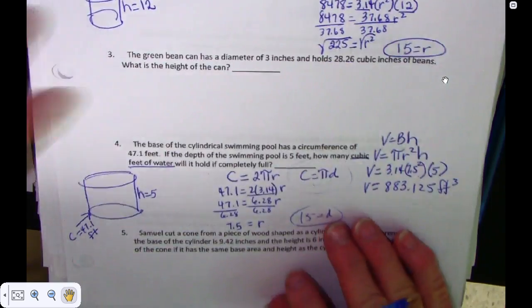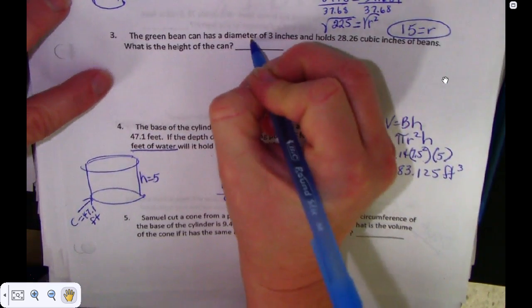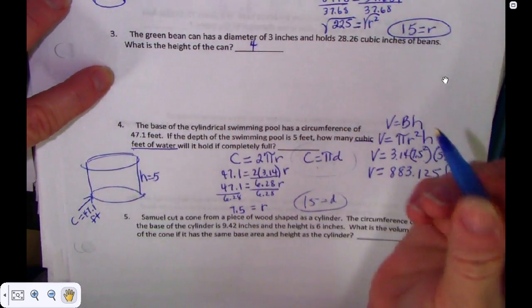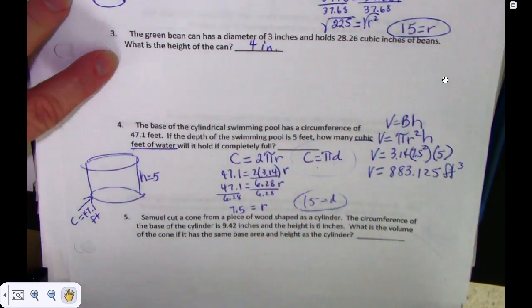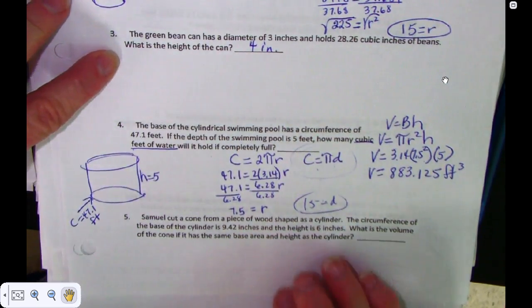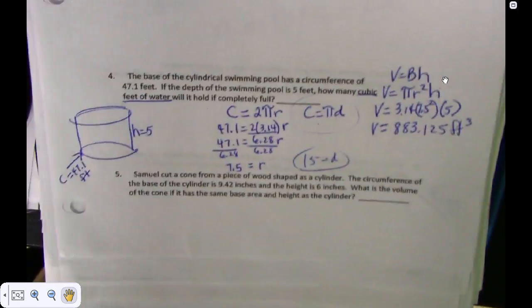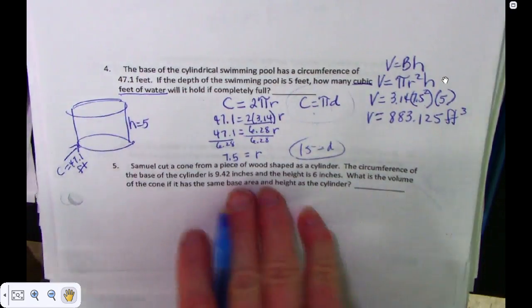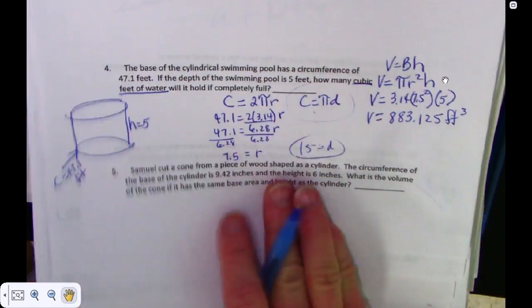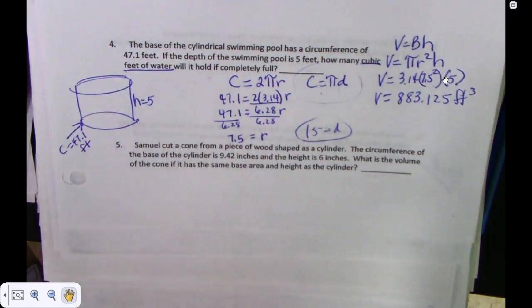Okay, number 3, what'd you get? 4 inches cubed. No, just 4 inches, because you're just getting the height. Okay, I need to do number 5 because I think I led some people wrong on, I told you were right and it was wrong.